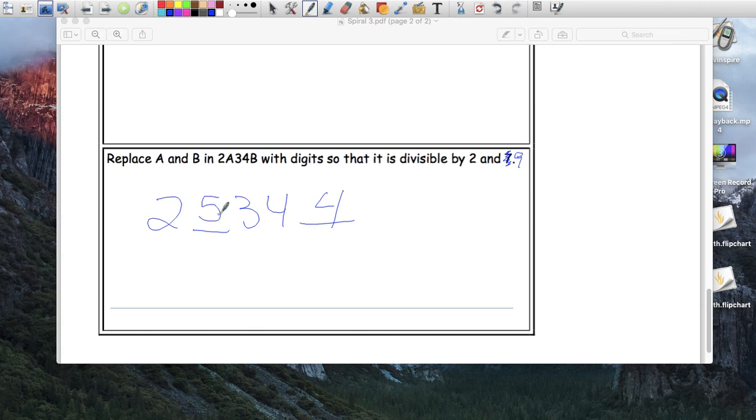Let's see. 2 plus 5 is 7, plus 3 is 10, plus 4 is 14, plus 4 is 18. So the sum of this is divisible by 9, and the last number, because it's even, is divisible by 2. Okay? So that's it. I will make that change there so you don't go crazy with the 7.